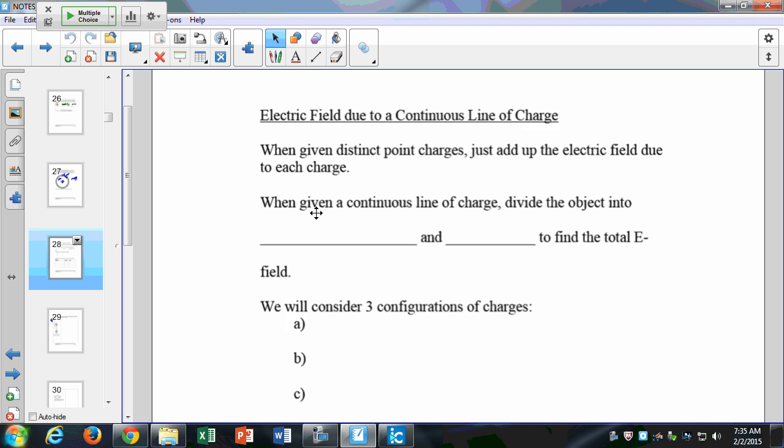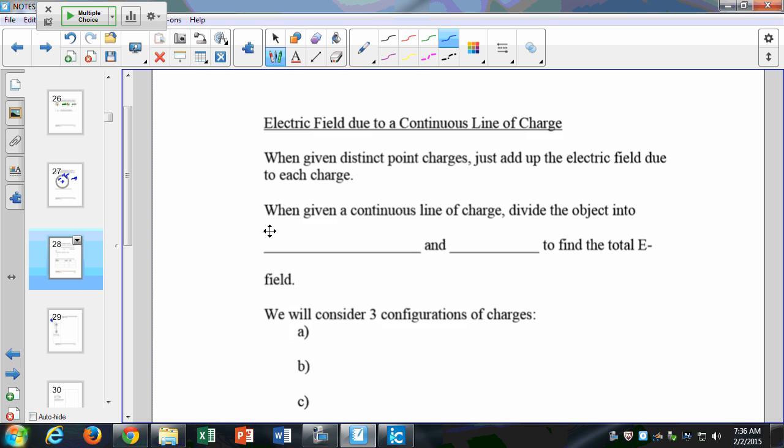Now, if we have distinct point charges, like we've been doing, where we have 3 or 4 point charges and we don't know the electric field, then we just add up the electric field, do the vector addition. But if we have a continuous line of charge, then we divide the object into differential elements, and then we integrate to find the total electric field. So we're going to divide each piece up into little bitty pieces of charge, dq we'll call that, and then we'll integrate to find the total electric field.